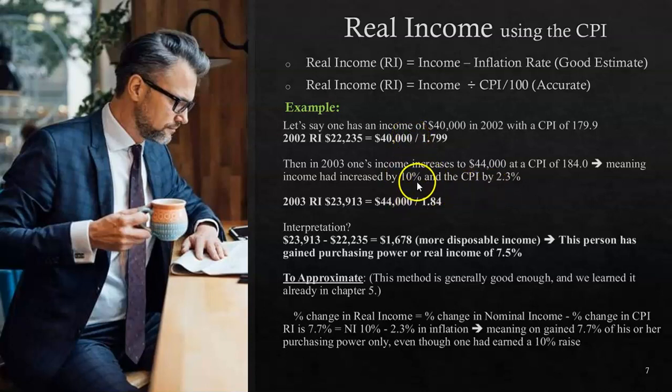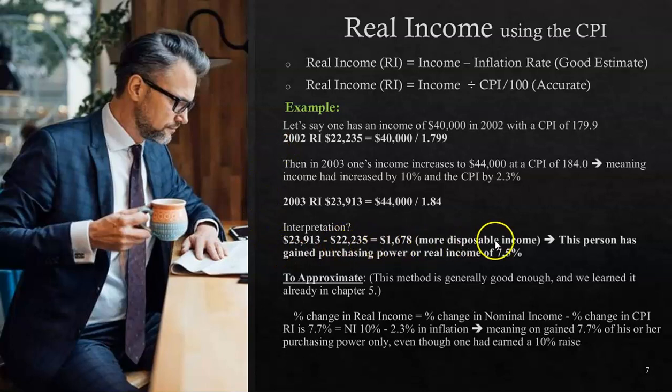Now, obviously, just looking at it that way, we know that the real income would have gone up. The question is, by how much and what does it mean in dollars? So the first step is you figure out the real income for the first year. The second step, you figure it out for the second year. The third step is you deduct 2002 from 2003. So in 2003, we have a real income of 23,913. We deduct from it the real income from 2002 of 22,235.